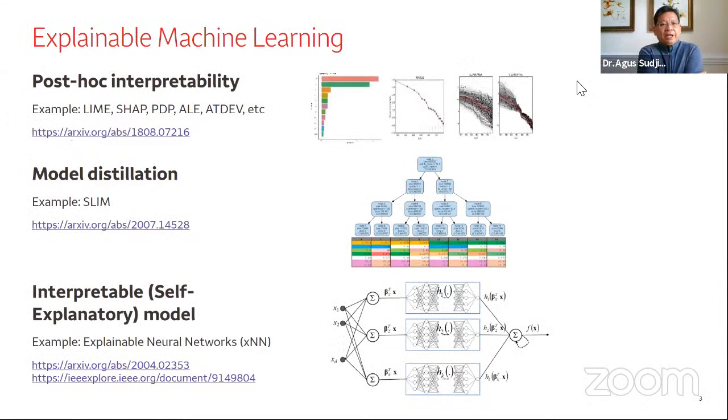Okay, so let me start with explainable machine learning, because people talk about explainable AI, explainable machine learning, and all those things. I want to put my perspective. Feel free to disagree with my perspective, but this is my perspective. One is that a lot of the tools out there are all about post hoc interpretability: LIME, SHAP, PDP, QII, and ALE. All of those tools are post hoc interpretability.